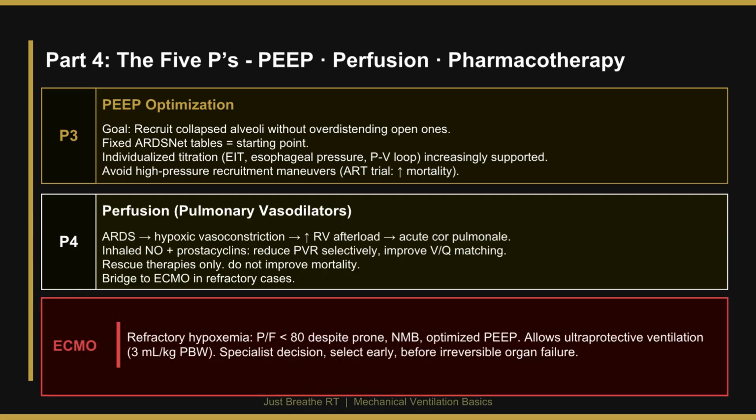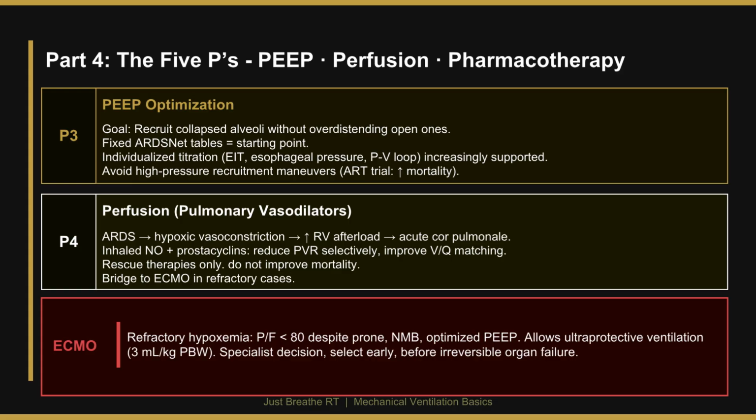Veno-venous ECMO, extracorporeal membrane oxygenation, is the ultimate rescue therapy for ARDS when even lung protective ventilation cannot maintain acceptable gas exchange without inflicting further injury. The indication is refractory hypoxemia, PaO2 to FiO2 below 80 millimeters of mercury, despite optimal conventional therapy, including prone positioning, neuromuscular blockade, and optimized PEEP.